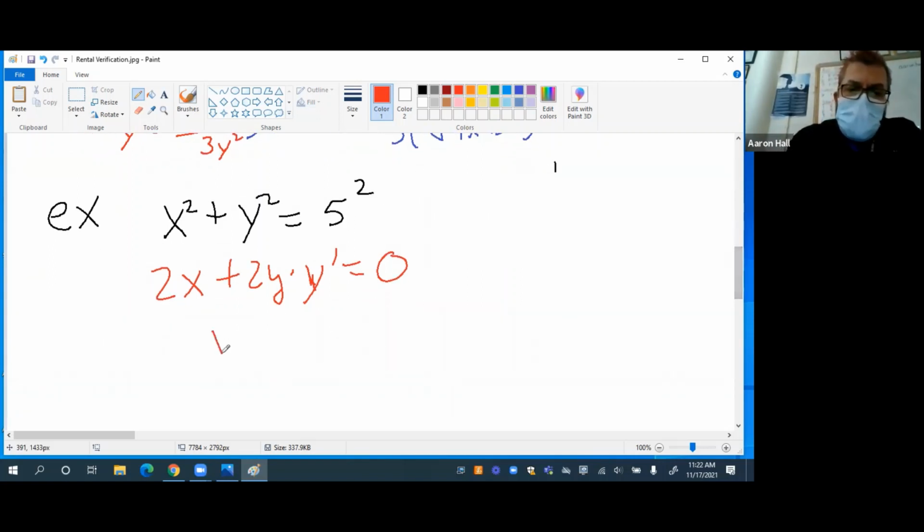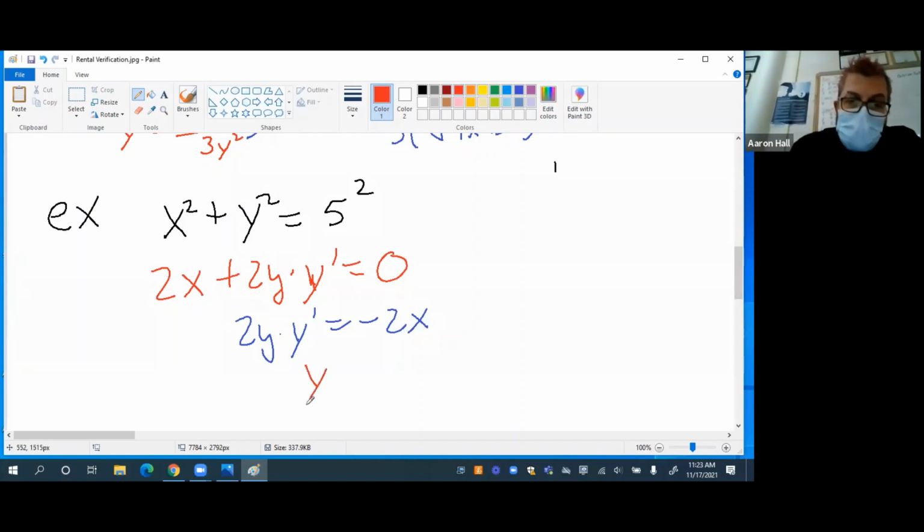So as far as the derivative is concerned, how do I solve for y prime? I'll subtract 2x from both sides. That gives me 2y times y prime equals negative 2x. And then divide 2y on both sides. That gives me y prime equals negative 2x over 2y.